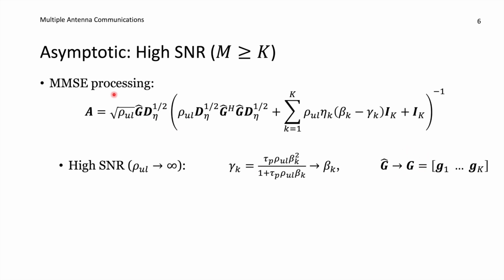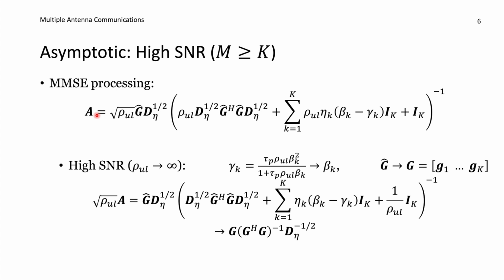We are now ready to see what happens with the MMSE processing matrix when we have high SNR. So to allow us to take the limit, I start by taking the MMSE processing matrix and multiply with the square root of rho uplink. Remember that we can scale our receiver filters in any way we like. Then I divide all the terms by rho uplink. So then rho uplink only appears in the noise covariance matrix here as 1 over rho uplink. Then if I let rho uplink go to infinity, 3 different things happen.